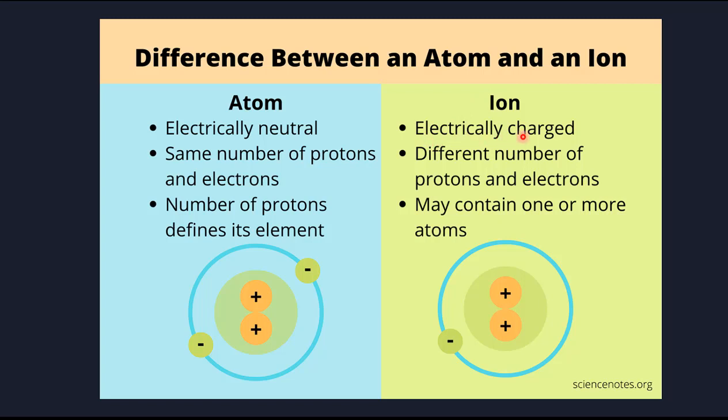Ions, however, are electrically charged. So we have a different number of protons and electrons, and this may contain one or more atoms, right? We could have different charge states sometimes for the ions. We can have positive, we can have negative, and we can have different ratios of protons to electrons in any given ion.